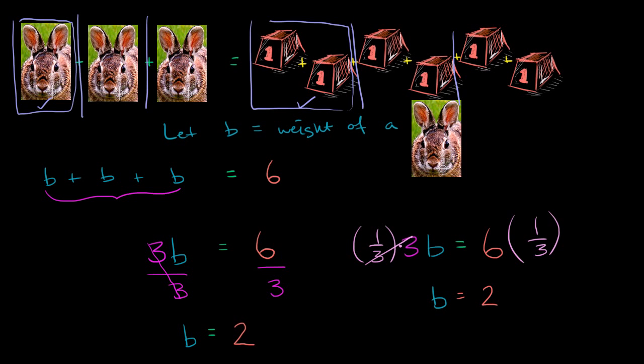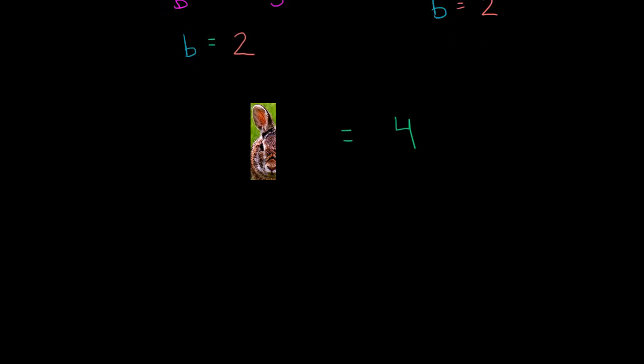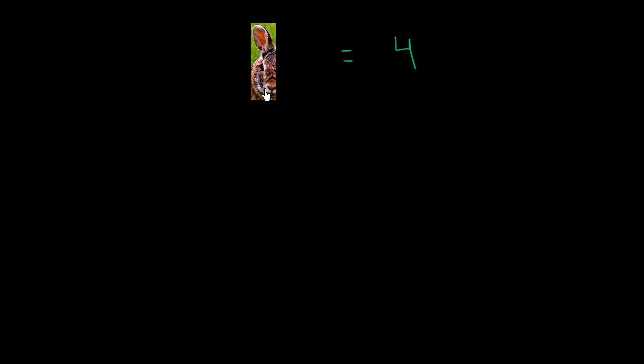In the last video, we thought about the sum of the weights of 3 bunnies, and we figured out what 1 bunny would weigh. Now let's do something a little bit more interesting. Here, I have visually depicted half a bunny. This is really representing the weight of half a bunny. The weight of half a bunny is equal to 4 pounds. We'll assume that pounds are the units that we're working with.